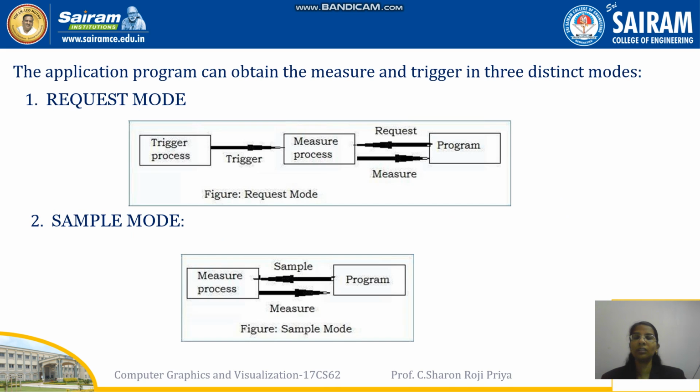And we have three input modes. The first is request mode. In request mode, the measure won't be returned to the user program until it is triggered. I repeat, the measure won't be returned to the user program until it is triggered. I'll take a simple example, a C program.